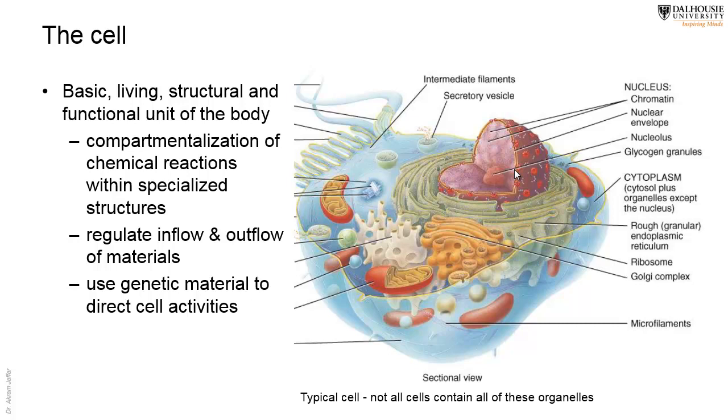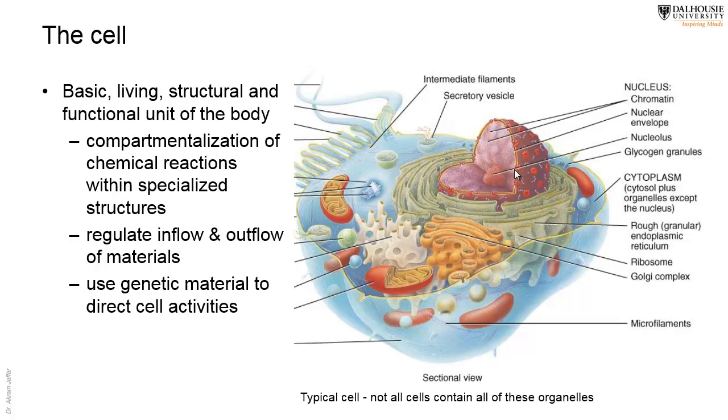This is a typical cell. It probably contains all the possible organelles, but you will not expect that all the cells in the body contain all these organelles, because each of these organelles has a certain function. And each of these organelles will do its function separate from the others. There's compartmentalization. The functions of the cells are done in different compartments, in different organelles.